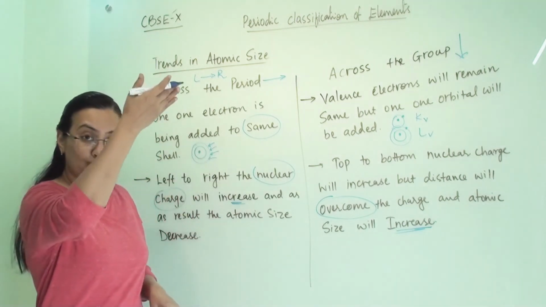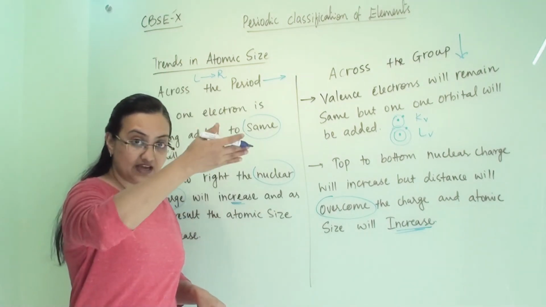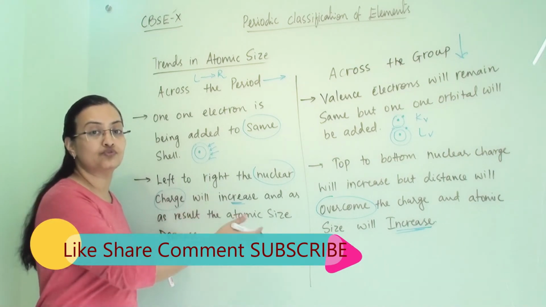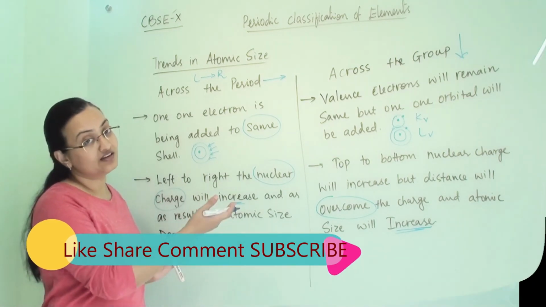So as you are going from top to bottom, the atomic size will increase, and as you are going from left to right, the atomic size will decrease.